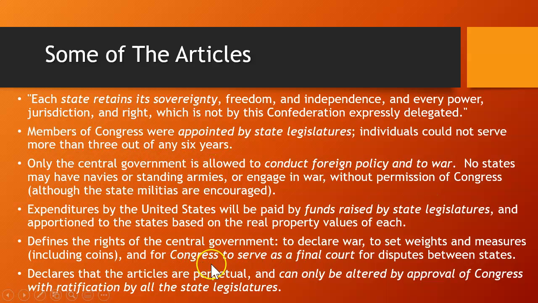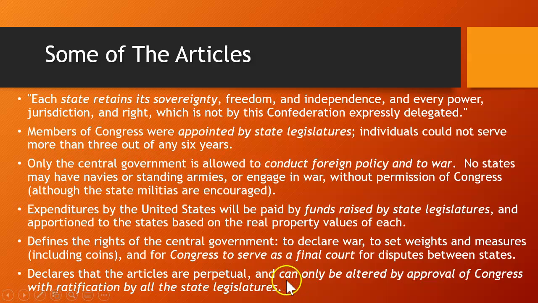Okay, it says Congress served as a final court for disputes between the states. If there was a conflict between North and South Carolina, the national government under the Articles of Confederation was supposed to solve that problem. There was no judicial branch. It was Congress under that article, the legislative branch, that was supposed to solve those legal problems.